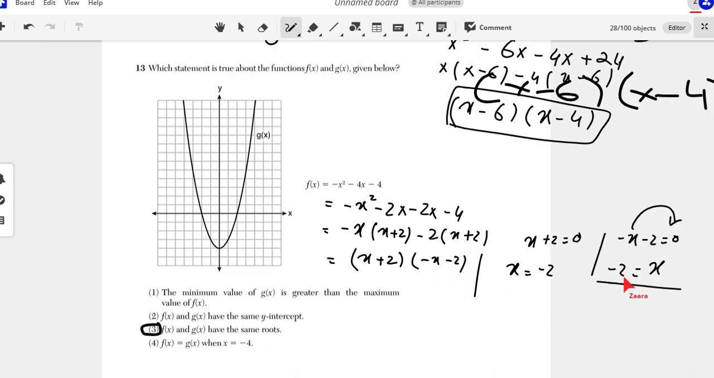Okay. So for both of them you are getting the same roots. It's negative 2, not 2. So how can you say that they have same roots? For this one the roots are negative 2 and positive 2.